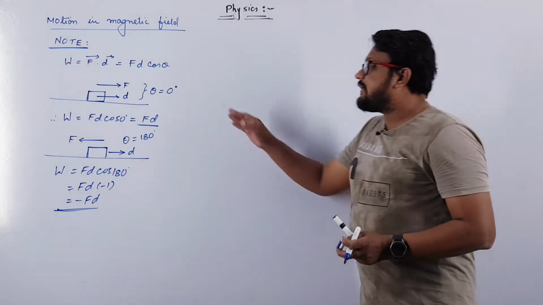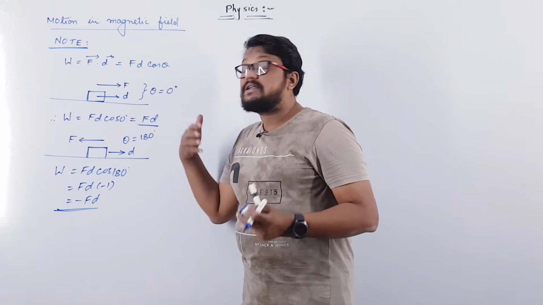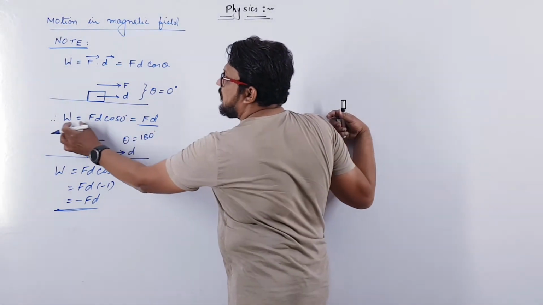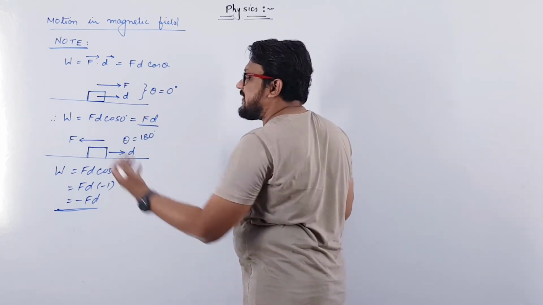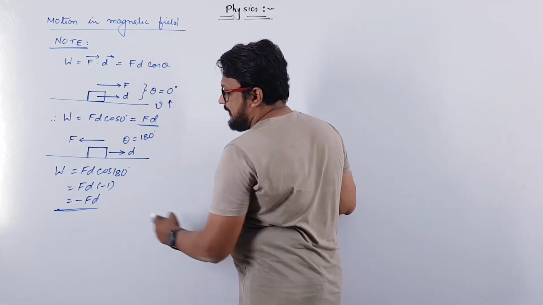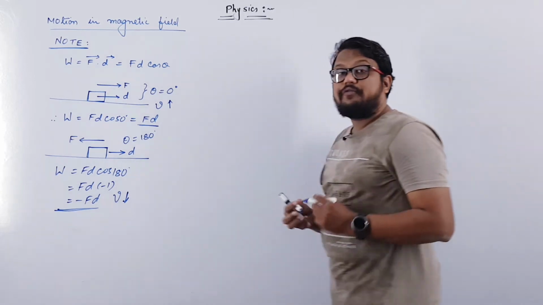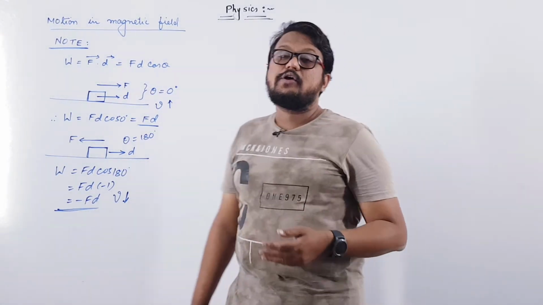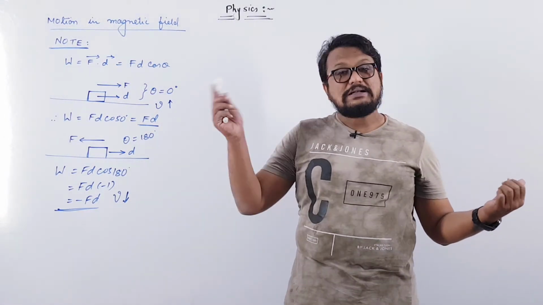If force and displacement both are in the same direction, work done is positive. It means that the speed of the object will increase. Obviously work is done to increase the speed, because work will provide the necessary kinetic energy. So your speed will increase, and in the other case speed will decrease, right? If you are applying force in the direction of motion, then speed will increase. If you are applying force in the opposite direction of motion, then speed will decrease.